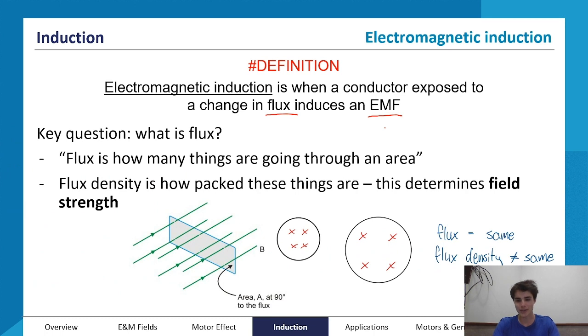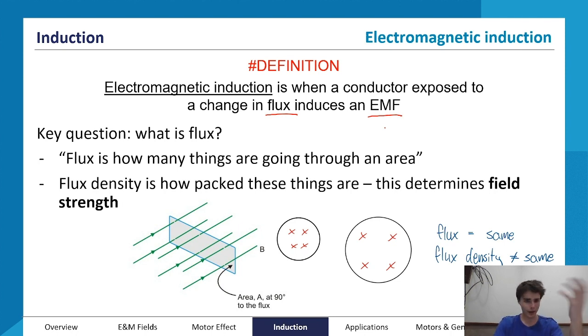So, first of all, what is a flux? Flux is defined as how many things are going through an area. You can imagine the flux of a room of people is just how many people are in the room. A big auditorium probably has a higher flux of people than a car. There are only going to be 1 or 2 or 3 or 4 people in a car, whereas a big auditorium probably has a lot more people. Whereas flux density is basically how packed these things are. That determines what we call the field strength B.